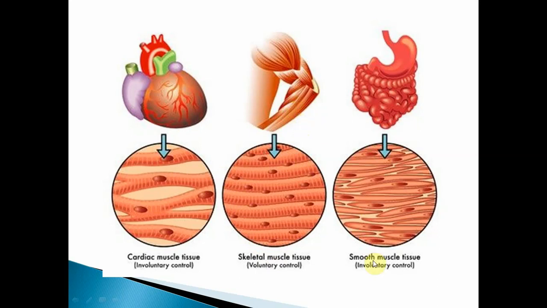And smooth muscles, or involuntary muscles, do not move according to our will. They are found in such parts of the body which do not move according to our will, like in the lining of the stomach, lining of the esophagus, duodenum, lining of the intestine, etc. Okay, this is all about the muscle tissue.